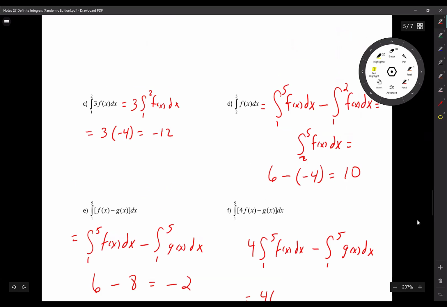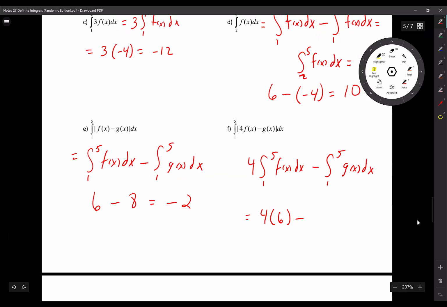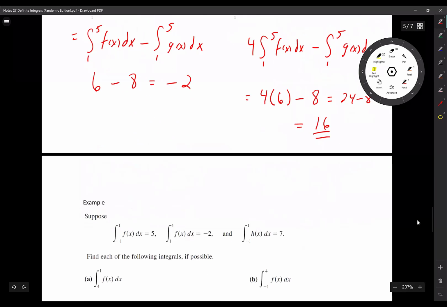4 times 1 to 5 was minus, and then 1 to 5 was what again for g of x? Okay, 4 times 6, that's 24, minus 8. So we're going to get 16. Cool, guys? Cool. All right.